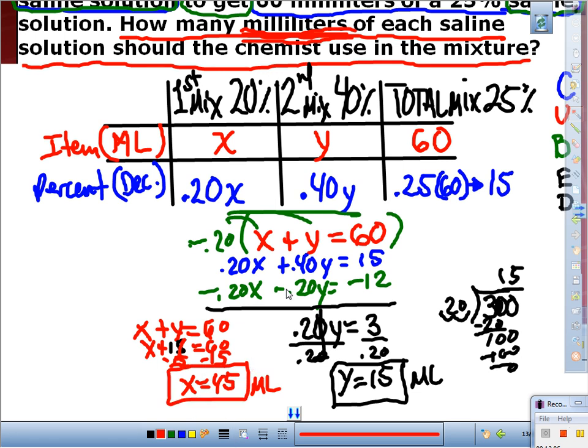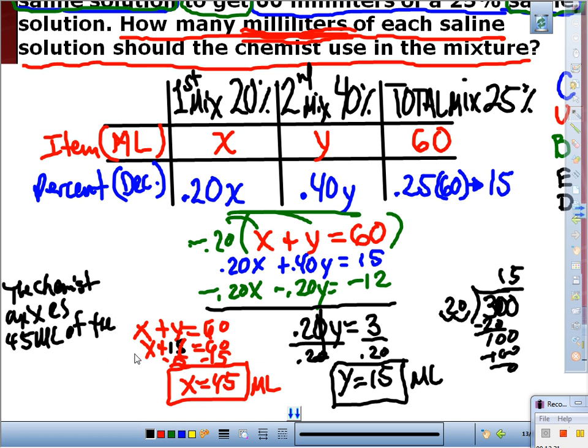So let's look at the question. How many milliliters of each saline solution should the chemist use in the mixture? So let me write my statement. The chemist mixes. All right, so I'm going to start with the milliliters. 45 milliliters of the, what does the 45 correspond to? What percentage?